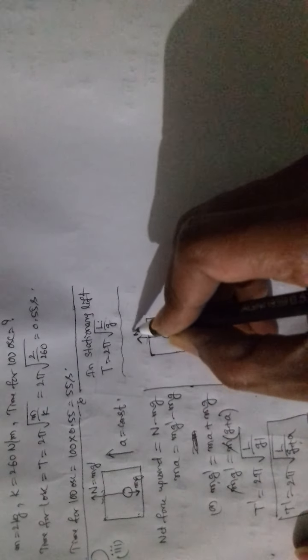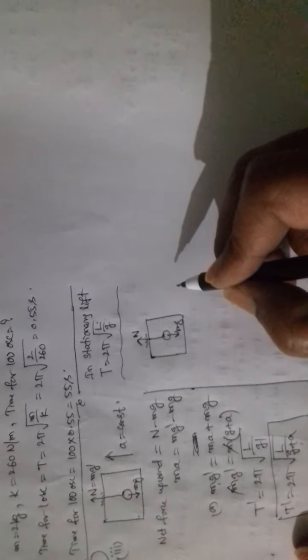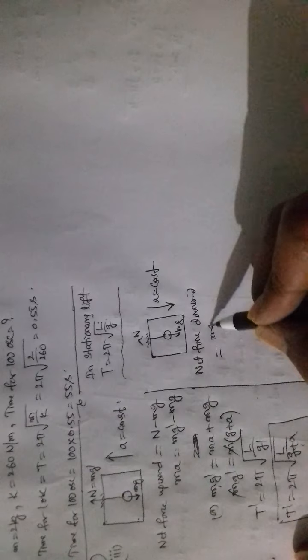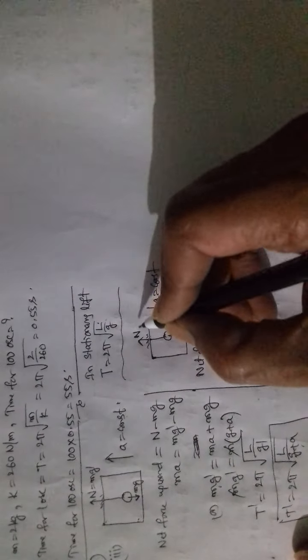Let us see what happens when the lift is moving down with constant acceleration. Then net force downward is equal to downward force first and opposite minus N. N means mg dash. And according to Newton's second law, F is equal to ma.